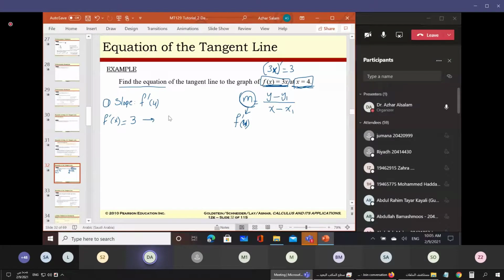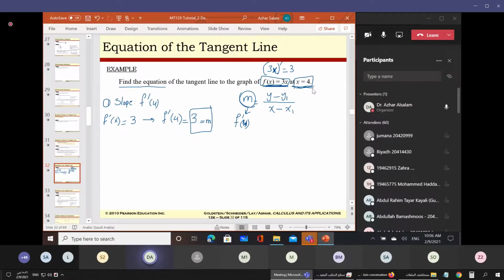When I substitute into f dash of 4, this is actually a constant. There are no variables to replace. So even if I substitute 4, the result will remain 3. I don't have any variable here to substitute or replace, so the result will be the same for any value, either 4 or any other value. It will be 3 for all values of x. So this is the slope.